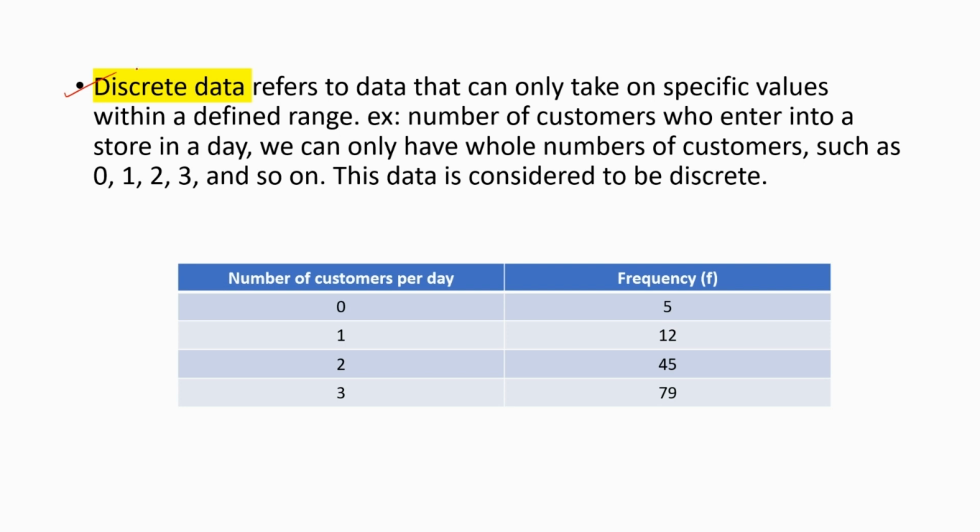Zero means there have been no customers entering the store in a day. So here is an example: number of customers per day, and they have given the frequency. Frequency is denoted by simply F.